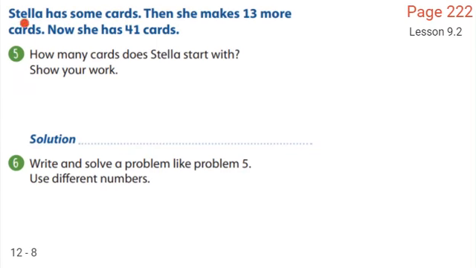Page 222, number 5. Stella has some cards. Then she makes 13 more cards. Now she has 41 cards. How many cards does Stella start with? Number 6. Write and solve the problem. Like problem 5, use different numbers. So instead of saying she makes 13 more cards, let's say she makes 8 more cards. And now she has, say, 52. So 52. Let's say that's the whole. This is a part, and we're trying to find another part, because that's unknown.